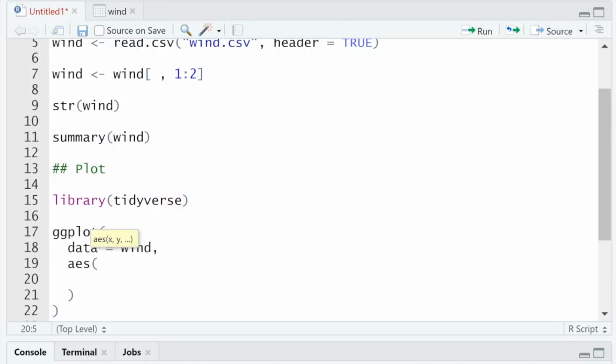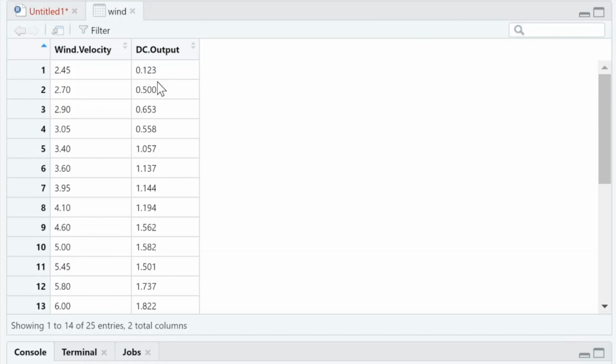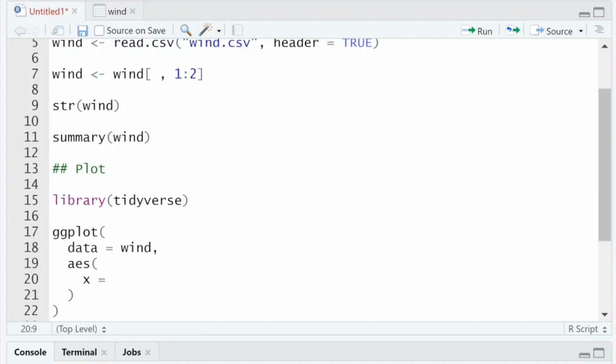And the aesthetic, the x and y variables, we want to predict or at least find the relationship between wind velocity and power output. So our power output is going to be some function of the wind velocity, right? It doesn't really make sense to make velocity some function of power, right? It may, but in this case we want to see how output is a function of the wind speed.